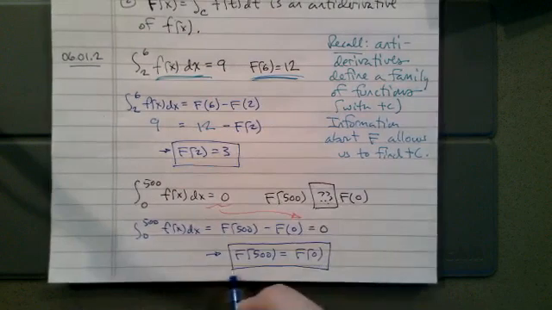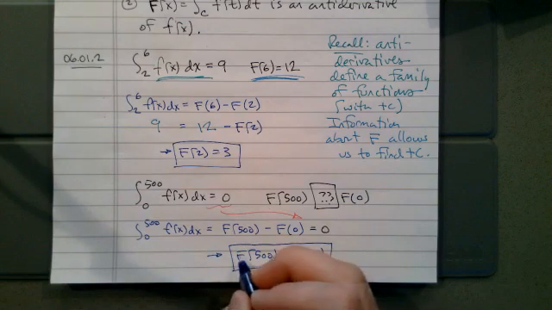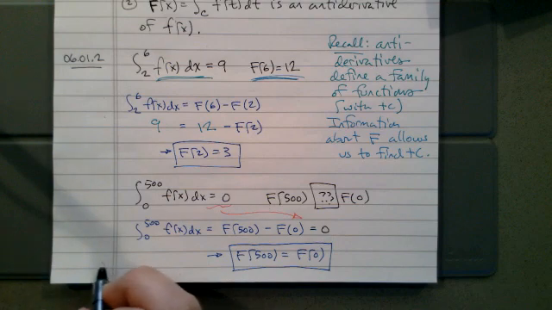The definite integral tells us how much the function changed. The definite integral of a derivative tells us how much the function has changed. If the definite integral is 0, that means the function hasn't changed. That means F of 500 is the same as F of 0. Any questions? Rad. Let's pause the video here and do some more problems, because that's most fun.